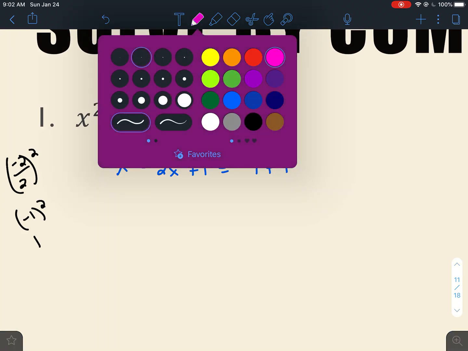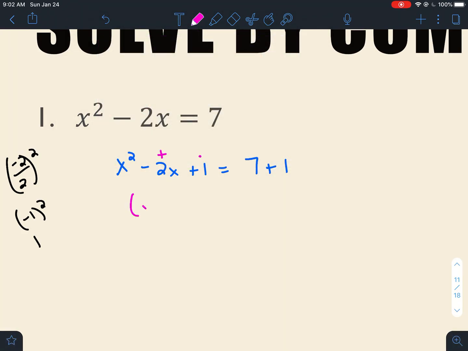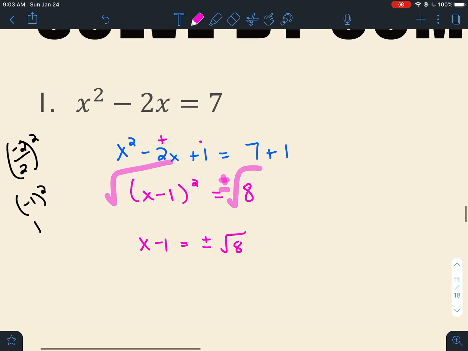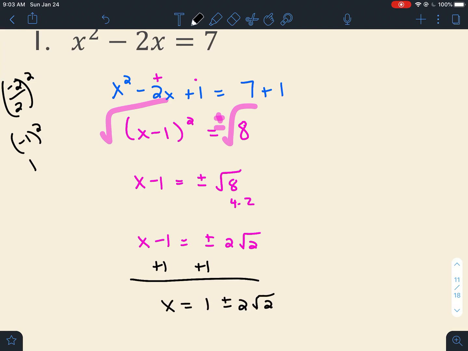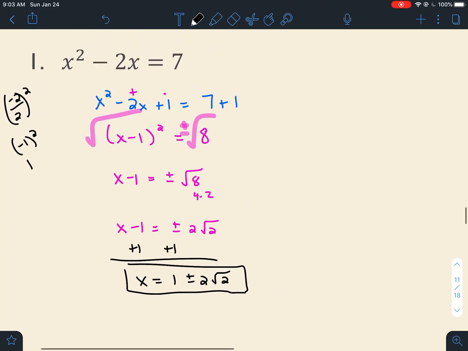And then we factor. So what multiplies to 1 and adds to negative 2? That would be x minus 1 and x minus 1. So x minus 1 squared equals 8. And then square root both sides. And so we have x minus 1 equals plus or minus the square root of 8. Well, 8 is 4 times 2. So this is going to be x minus 1 equals plus or minus 2 square root 2. And then to solve, we would add 1 to both sides, and we would get x equals 1 plus or minus 2 times the square root of 2. And so those would be my two solutions to that equation.